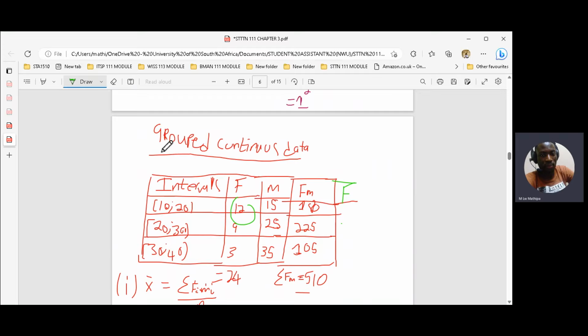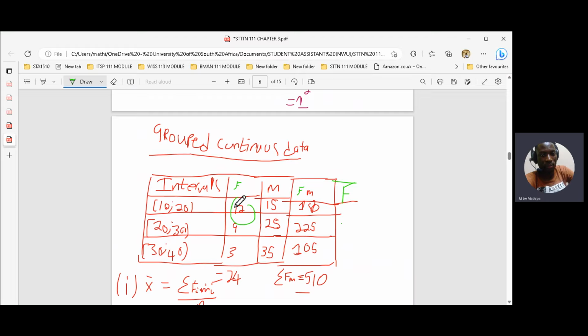So this one is a small letter f. This one here is a small letter f, even this one here, small letter f, and this one here, small letter f.